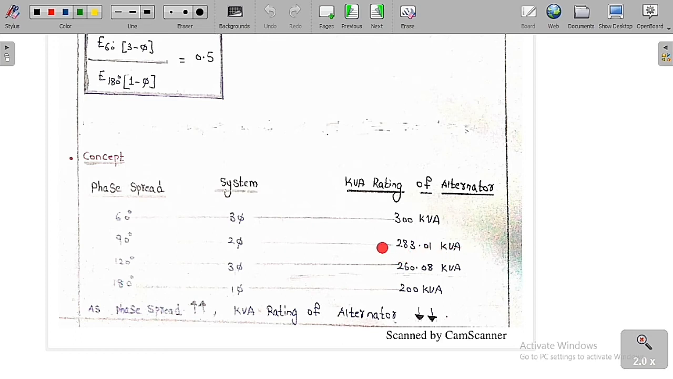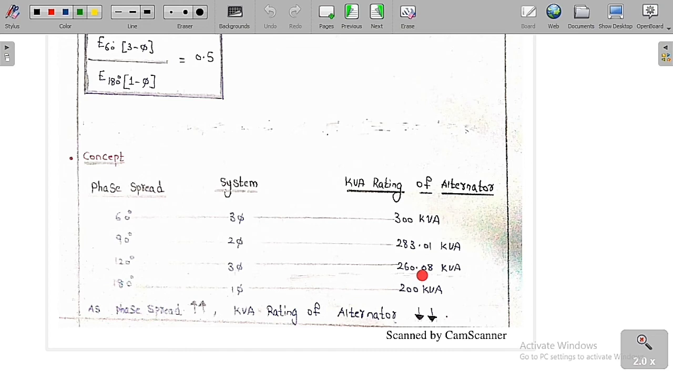So therefore, we can say this is the value of the KVA rating of the alternator you are going to get for a 2-phase system with a 90-degree phase spread. Similarly, I want to find, for a 3-phase system with a 120-degree phase spread, the value of the KVA rating.